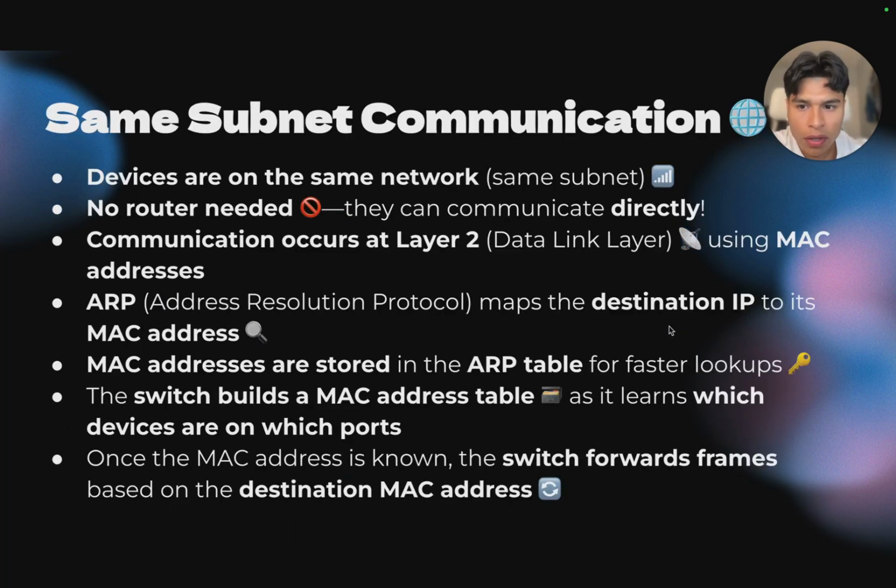So when devices are in the same subnetwork, same network, no router is needed. They communicate directly, and this communication happens at the layer 2 data link layer, using MAC addresses. So ARP maps the destination IP to its MAC address, and MAC addresses are stored in the ARP table for faster lookups. The switch builds a MAC address table as it learns which devices are on which ports. Once the MAC address is known, the switch forwards frames based on the destination MAC address.